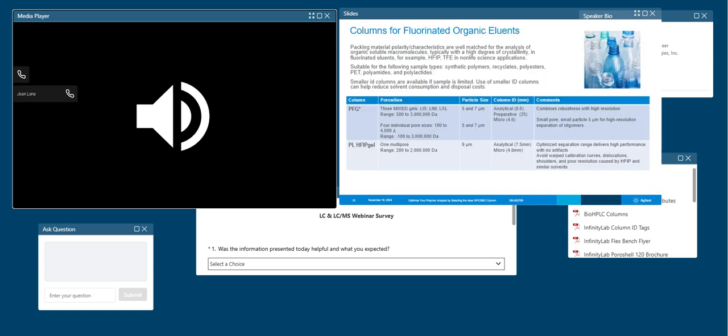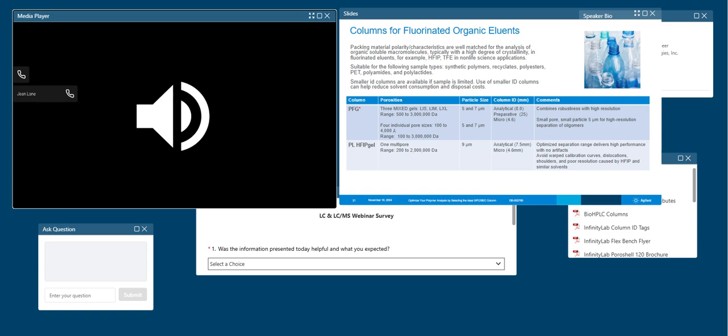There are some very specific application-specific columns also available, for example for those polymers requiring fluorinated solvents. These two product families, their packings are well matched for the analysis of these types of polymers. Polymer samples tend to be very high in crystallinity and require these fluorinated solvents for dissolution. Typical solvents used are HFIP or TFP and other fluorinated solvents. A couple examples of these sample types are listed here: recyclates, polyesters, PET, polyamides, for example.